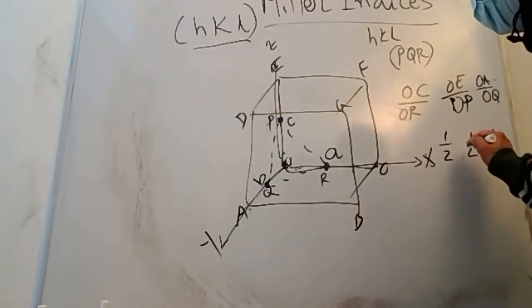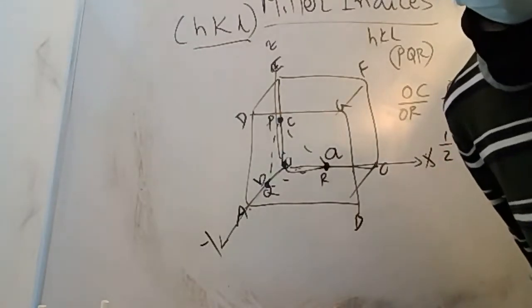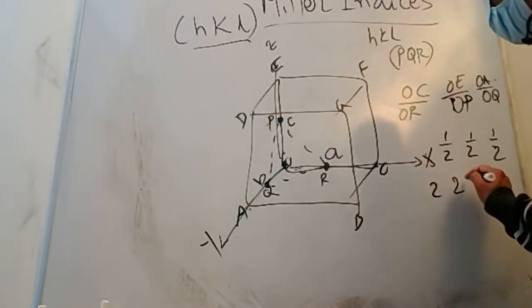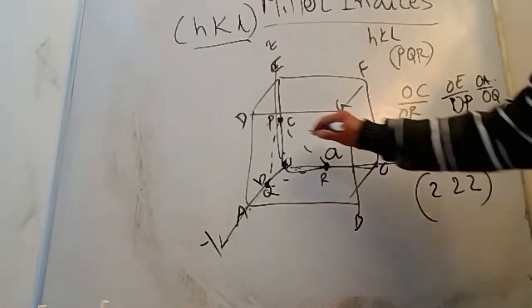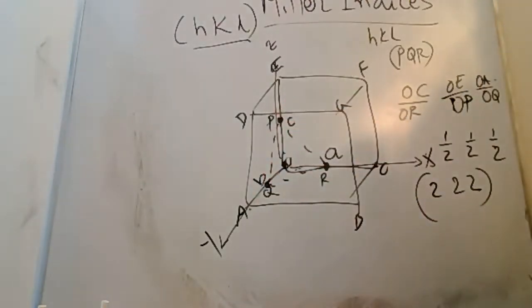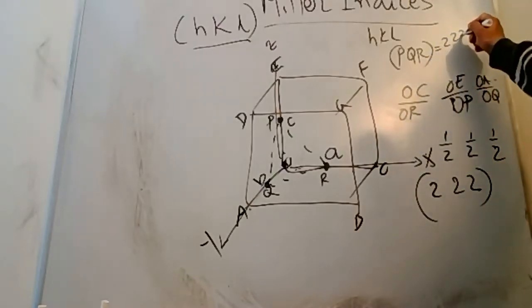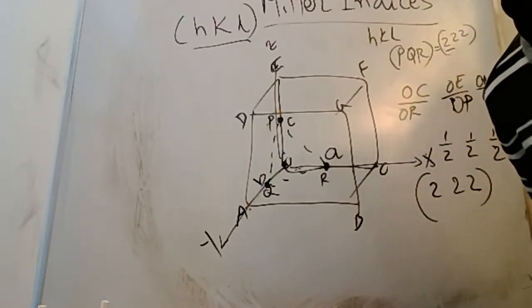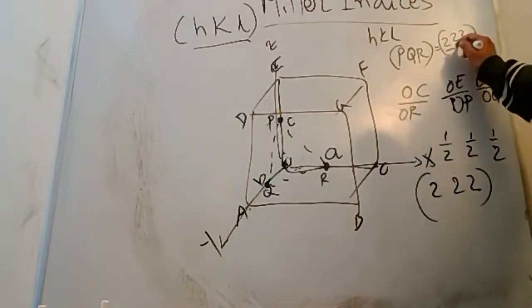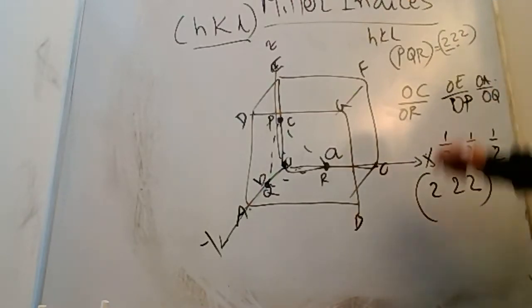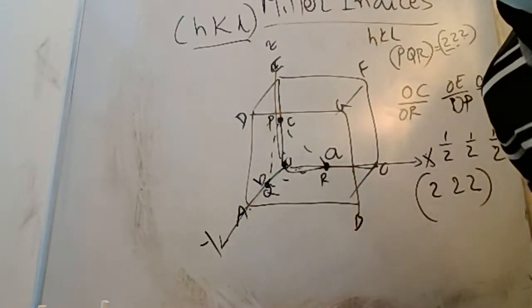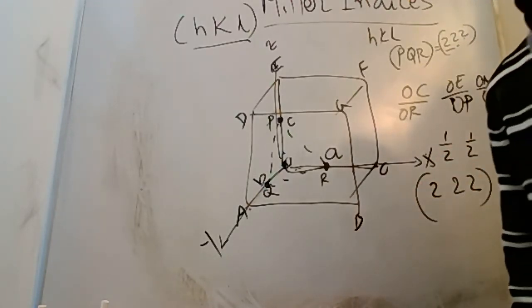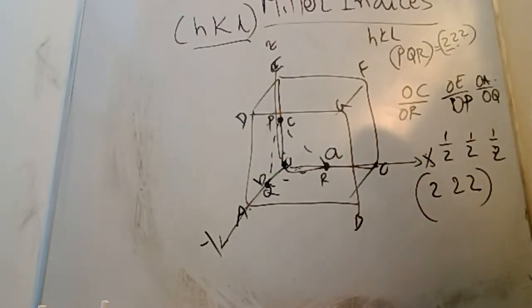So once you have the fractional intercepts, the only thing you do is take the inverse of these fractions. So this becomes 2, 2, 2, and that is exactly the HKL of the plane PQR. So we say it's 2, 2, 2 plane. 2, 2, 2 plane means it is intersecting the x-axis at 1/2 the distance, y-axis at 1/2 of the distance, and the z-axis at 1/2 of the distance. So you take the fractional coordinates and then take the inverse of the fractional coordinates to get to the HKL.